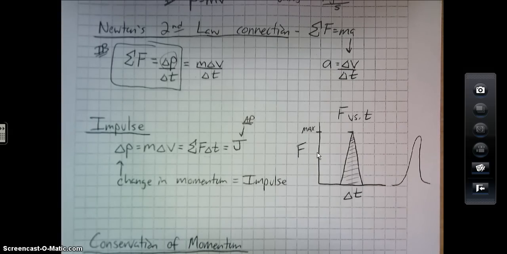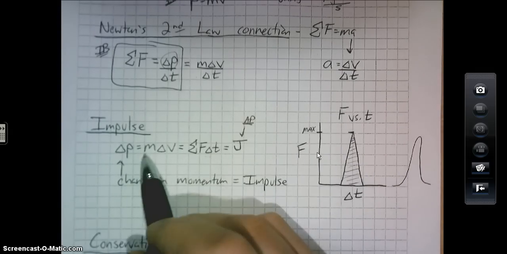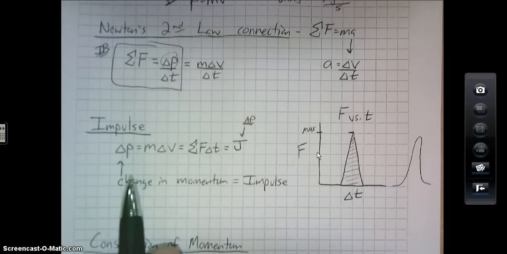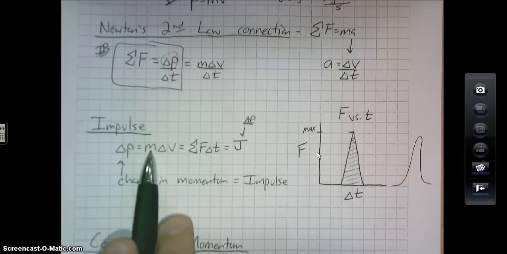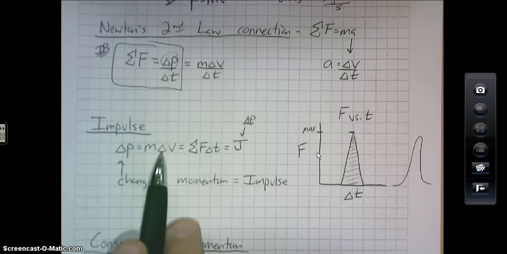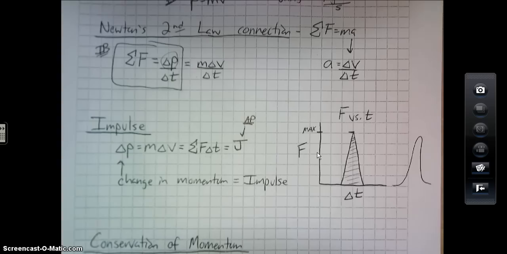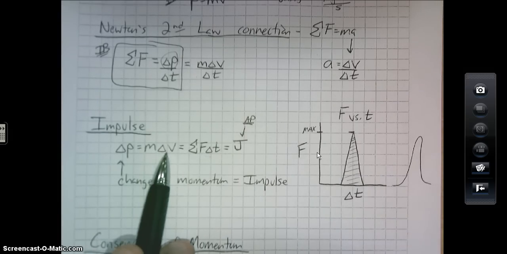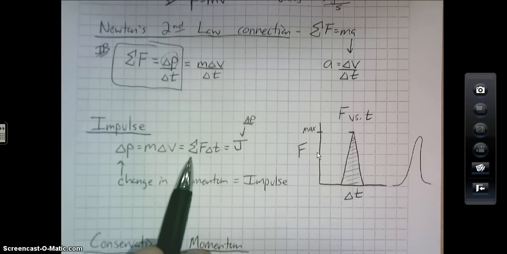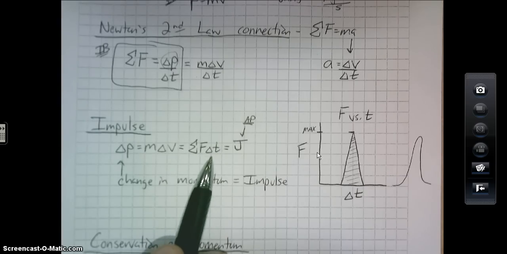If you look at this equation, it says your change in momentum is equal to mass times delta V. Where this really comes in handy is when we talk about car crashes. Why do you have airbags in car crashes? Well, the mass of you and your car are eventually going to come to a rest.